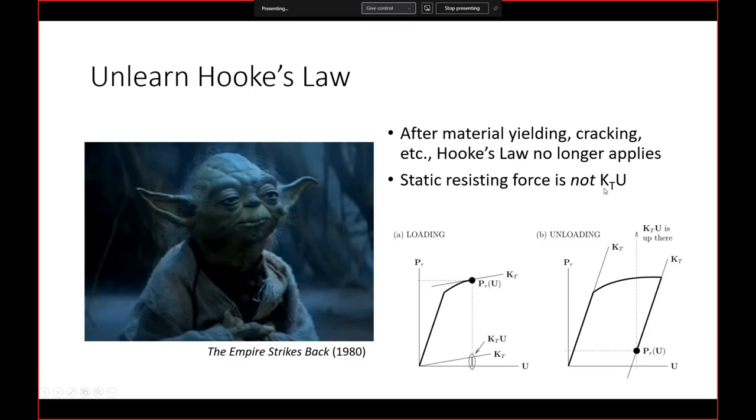With loading, if you say K_T, tangent stiffness, times displacement, if this is your tangent stiffness and this is your displacement, K_T times U is this little thing down here, when really you're up here. So you're going to misinterpret the results. And with unloading, if you go here and unload, here's your displacement, K_T is here. Translate that over, you get this big triangle here. So you're going to way overestimate the forces. You're going to be way up here when actually you're down here. So just forget about Hooke's law.